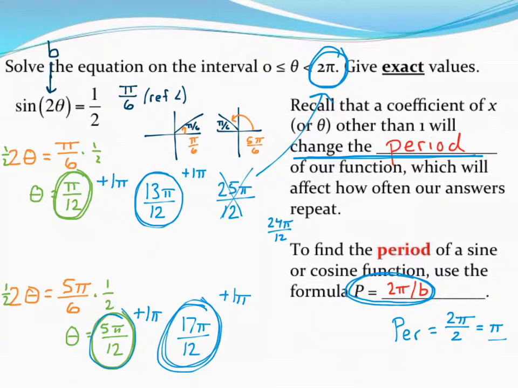And one shortcut that we noticed in class was that we usually are getting, not always, but we're usually getting double whatever our b value is. So since my b value was 2, I'm getting 4 answers in the domain that we have, and so that's it. Those are my 4 answers.